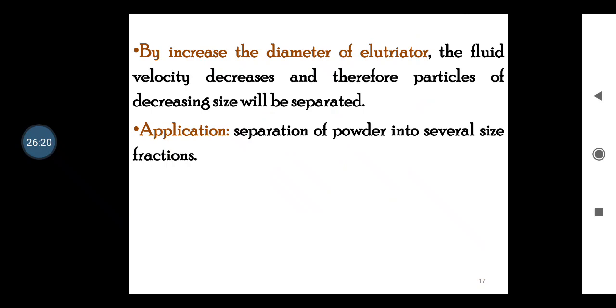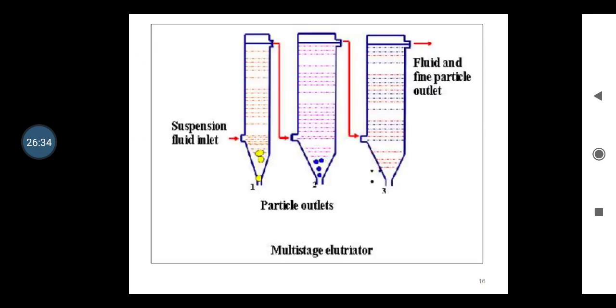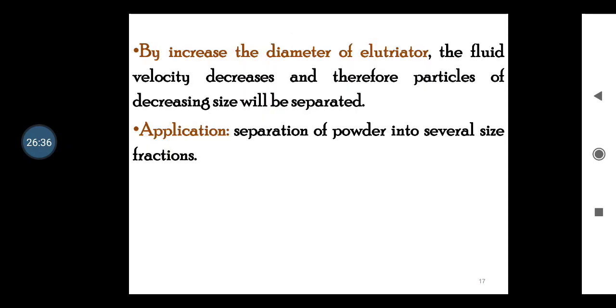By increasing the diameter of the elutriator, the fluid velocity decreases, and therefore particles of decreasing size will be separated out. As I told you just now, as far as the use of this multi-stage elutriator is concerned, separation of powders into several size fractions is possible here.